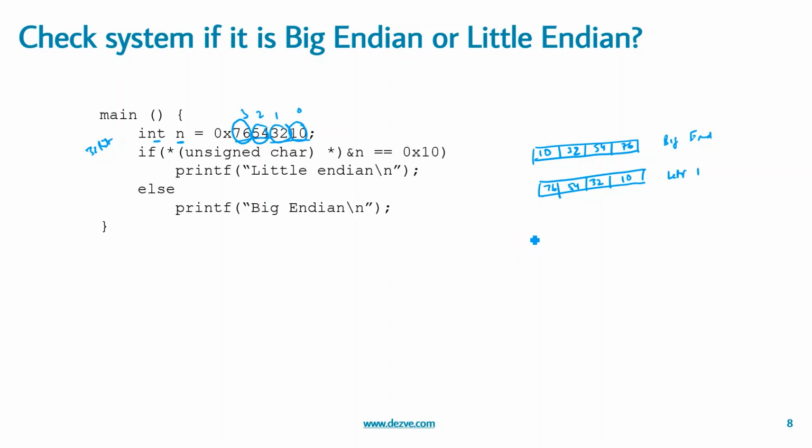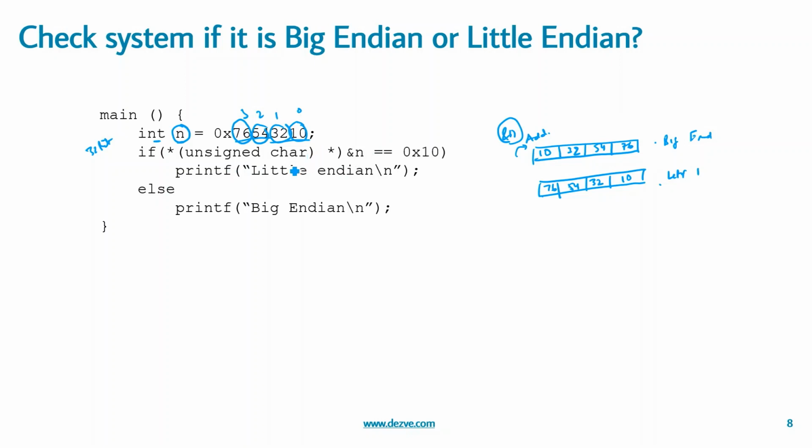Now what are we trying to do here? We are trying to get the address of the location where we have stored this. We know that the ampersand of a variable returns the address. So depending on which system we are on, whether big endian or little endian, ampersand n will return the address of this, and this address we are casting to a character pointer.